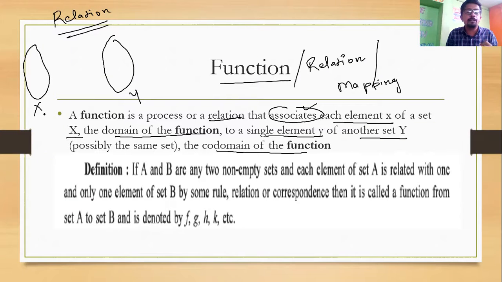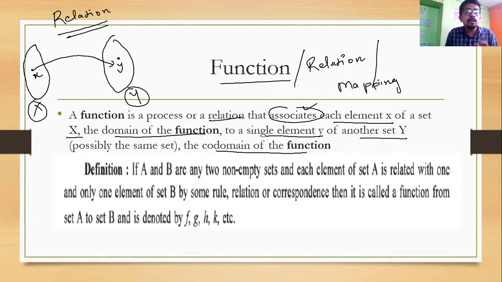So I have two collections. The first collection is X, and the other collection is Y. What I am doing is, I'll take one member from the set X, which we call small x, and I will be relating this x with some member in the other set Y, which I call small y.